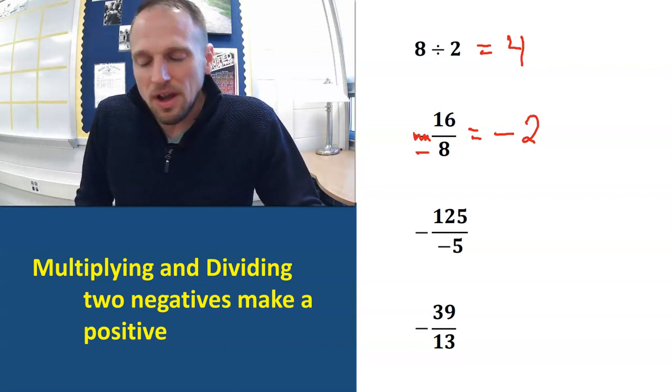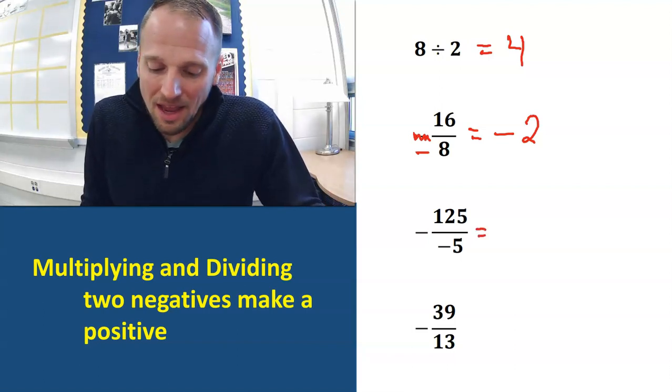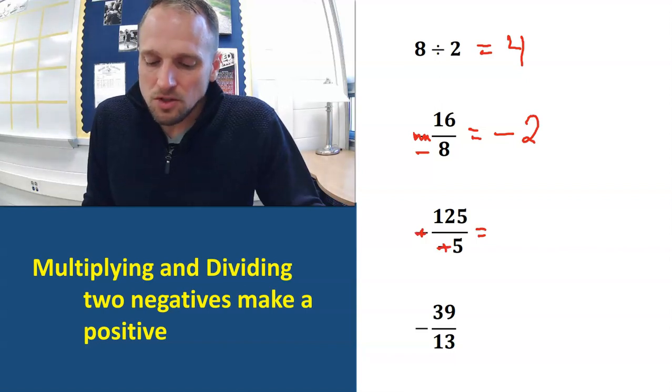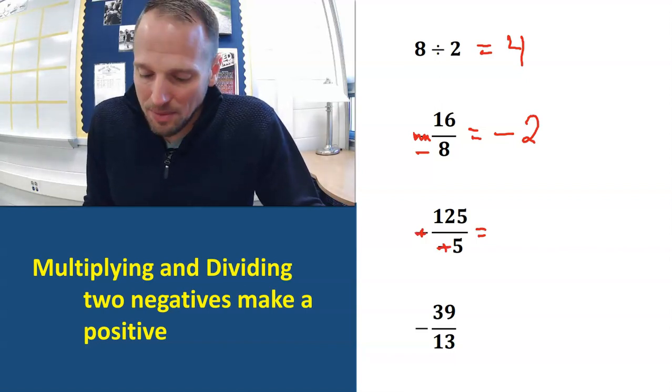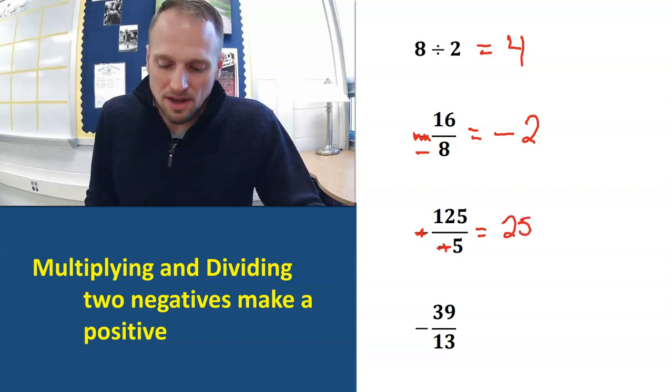Negative 125 over negative 5. Let's look at these signs first. I have a negative and a negative. That's going to be a positive. So we've got 125 divided by 5. That's just going to be a positive 25.